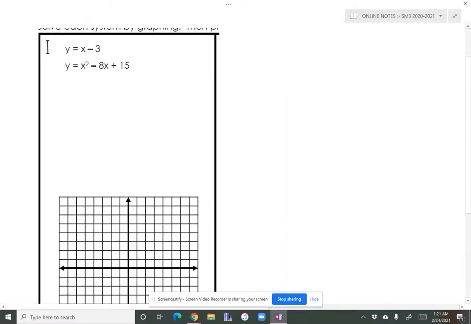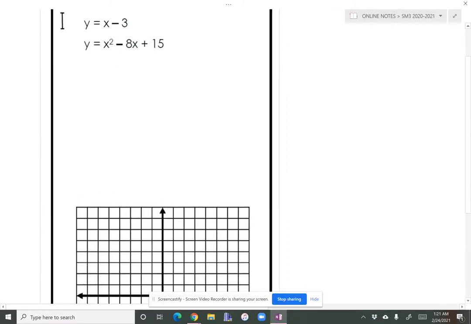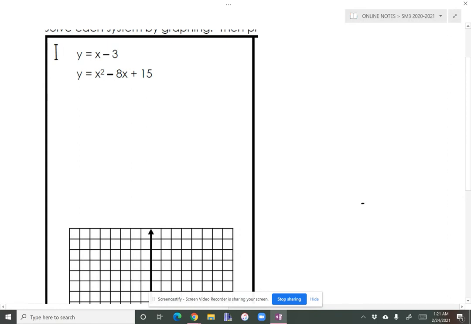Okay, so this is what your number 1 looks like. I know mine is a little bit off, but if your instructions say to solve by graphing first and then to prove that your answer is right by using algebra, that would be the substitution part. So we're going to solve this by graphing and by substitution.